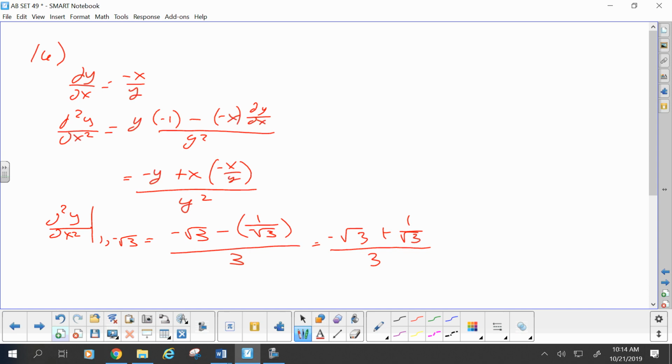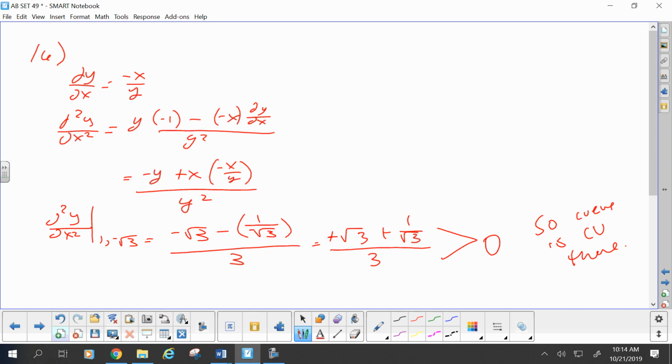No, wouldn't the first one be positive root 3? Yes, it would. You're right. Okay, good call. Thank you. That makes my life easier because we can say this is definitely positive, so the curve is concave up there. At that point, the curve is concave up.